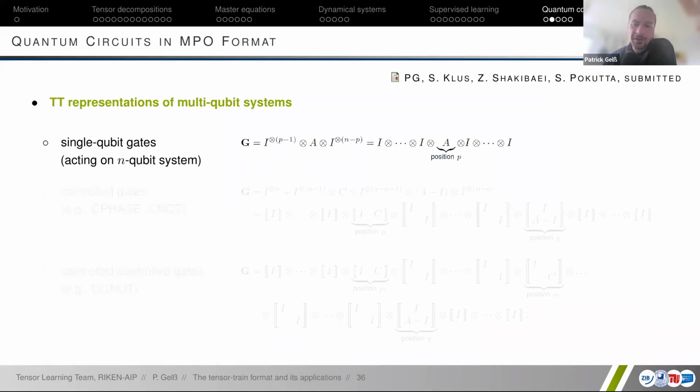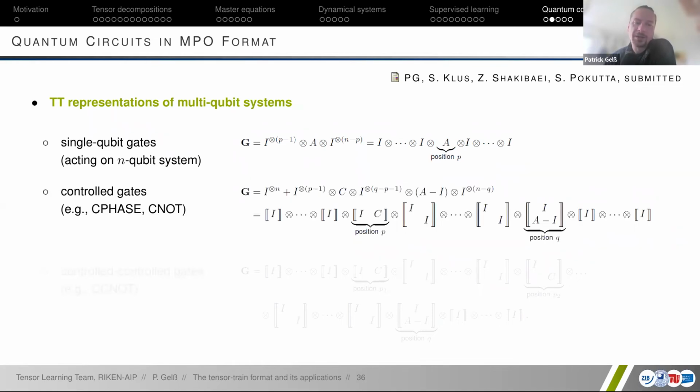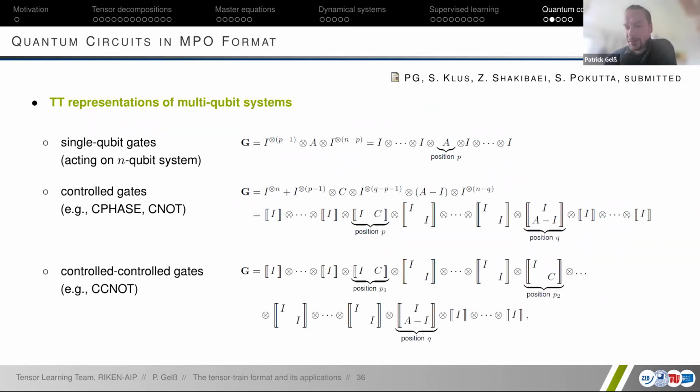Okay, so the basic ingredients are here: the decomposition of single qubit gates, which act on n-qubit systems. So we have potentially large quantum registers, but only at one position we apply some specific unitary operation. We also take into account controlled gates. So here we have a rank 2 tensor train decomposition for any controlled gate, acting on two qubits in our system, which do not have to be adjacent. And then the double controlled gates, where we again get a rank 2 tensor train decomposition and have different operations at our target and controlled qubits.